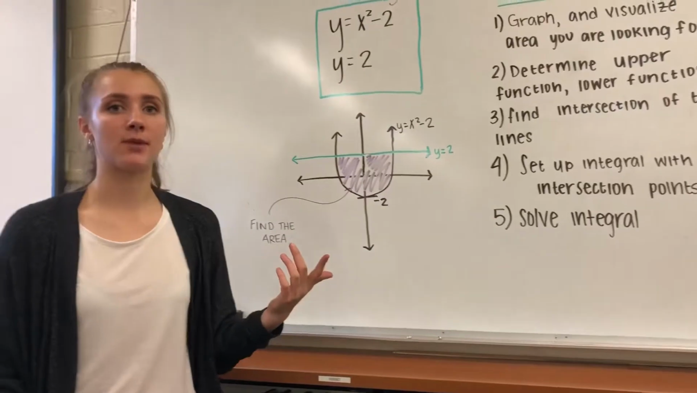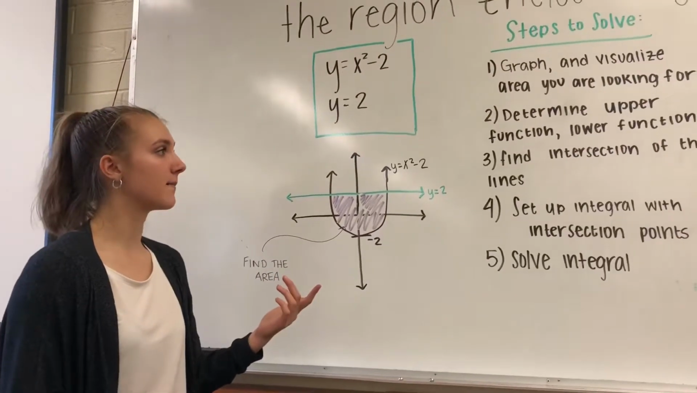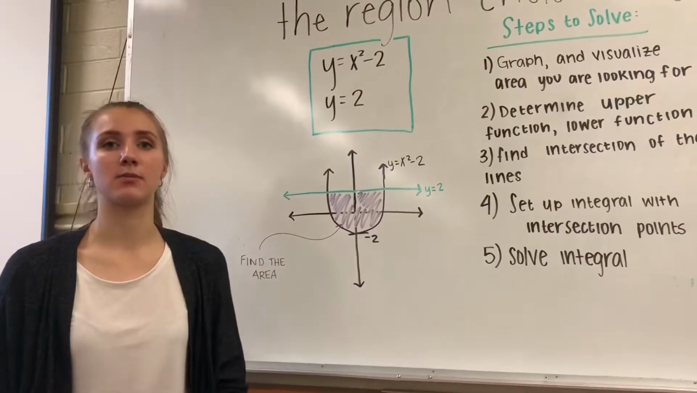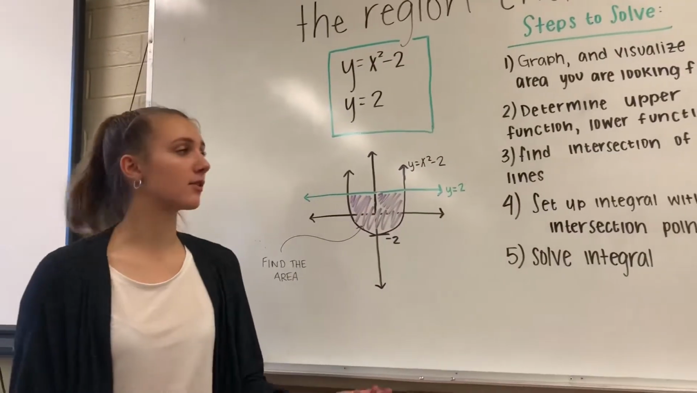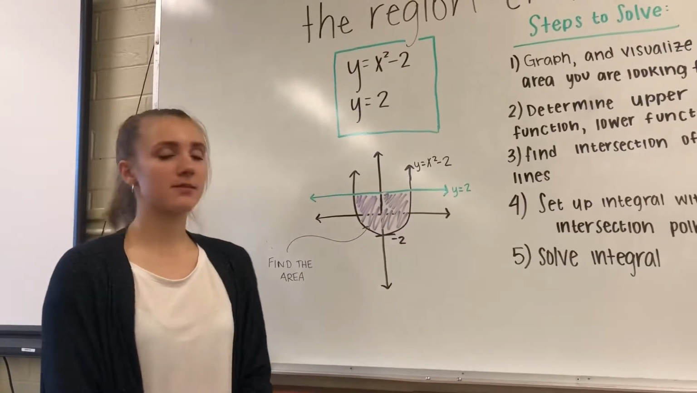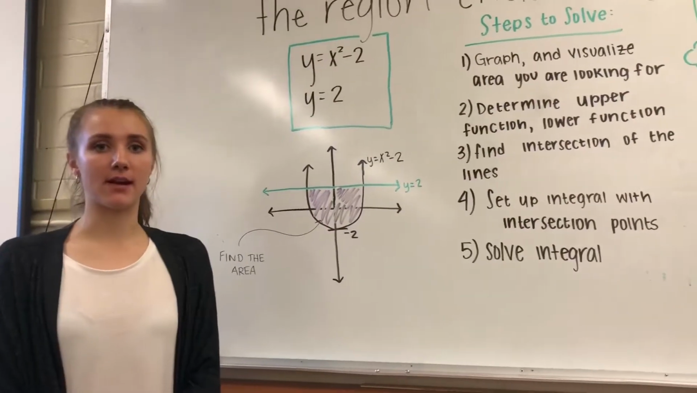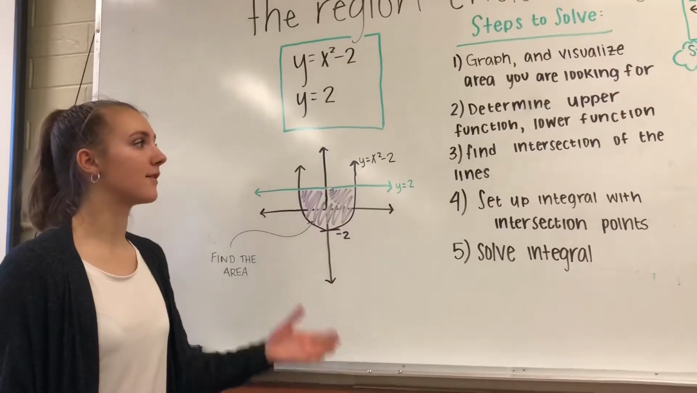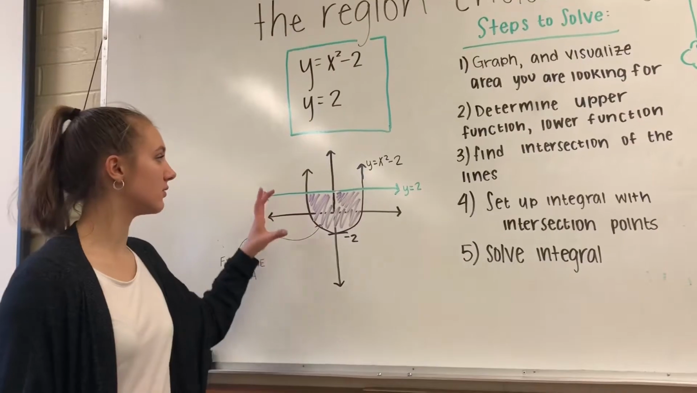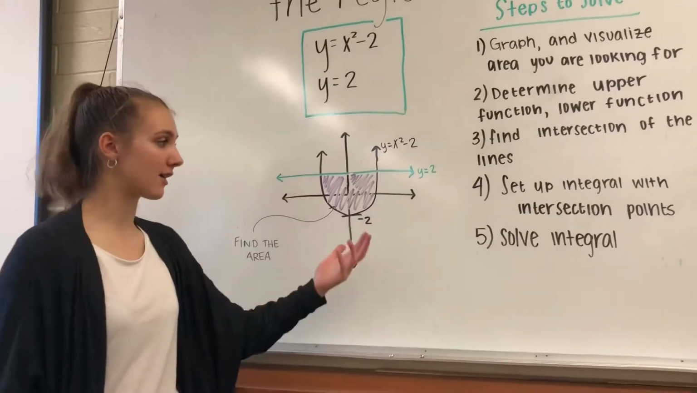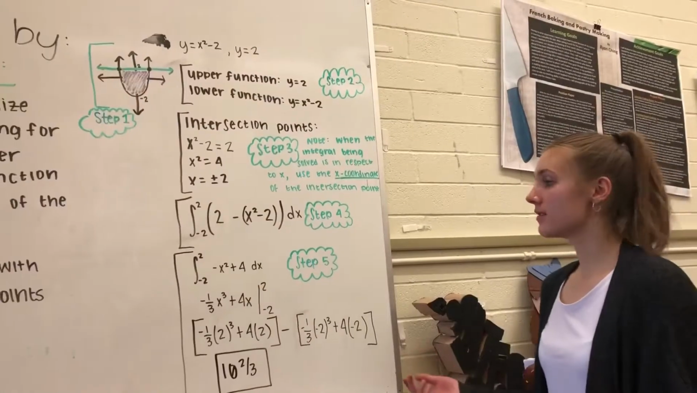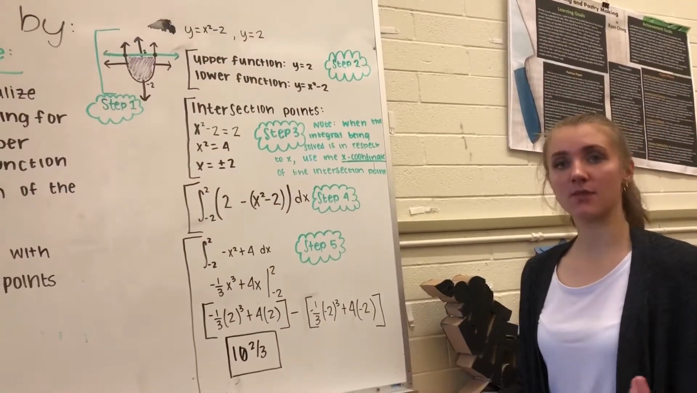After you've determined what the upper and lower functions are, you want to find what the intersection points are. Later on, these will be the bounds of your integral. The next step is to set up your integral and find the area beneath the two functions. And then the last thing you want to do is actually solve the integral. So let's apply them to this problem and solve.